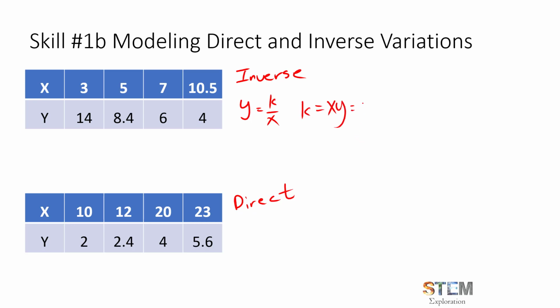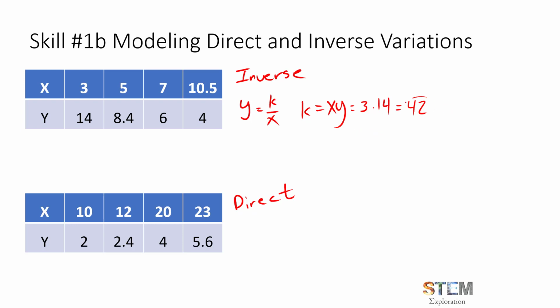To find this, we'll just go 3 times 14. With such a small data set, I would check all of these, or at least write them out like I did in the previous slide, and make sure they're all lining up. I can tell this is an inverse variation. We can assume the constant of inverse variation is 42 and move on from there. Obviously, you'll have circumstances where everything doesn't fit perfectly, especially with real world data, and we'll talk about that in a little bit.